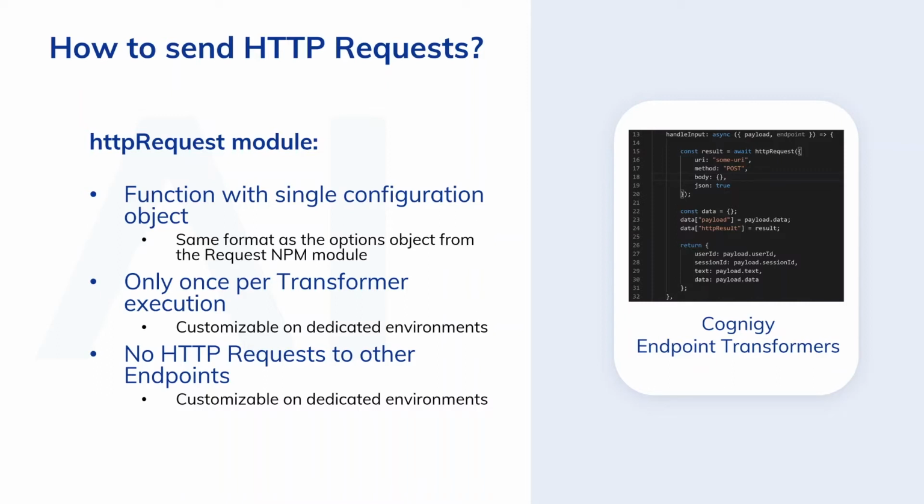There are some limitations by default on that function as well. The first one is that you can only use it once per transformer execution. And the second one is that you are not allowed to send an HTTP request to other endpoints. Both of these restrictions are in place to prevent self-DDoSing on a SaaS environment, and are of course customizable on dedicated environments. You can turn off these limitations if you're in your on-prem scenario.